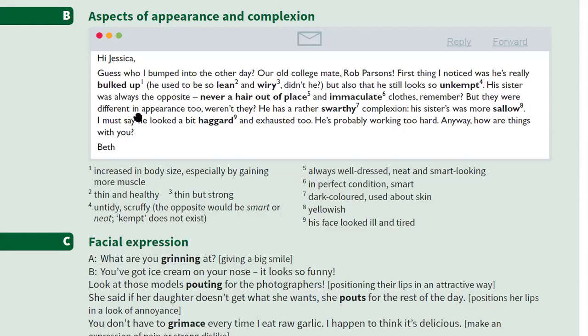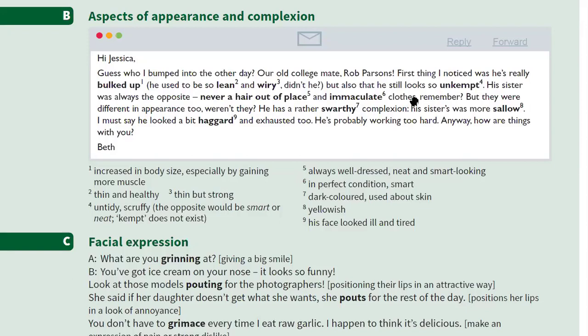His sister was always the opposite, never a hair out of place. Meaning his sister always combed her hair. Her hair was never out of place. Now another word, immaculate. It means in perfect condition, smart.